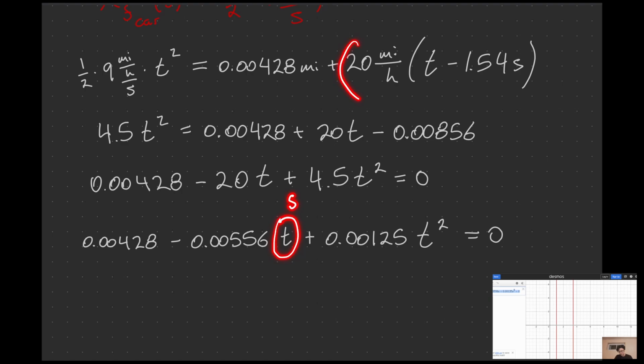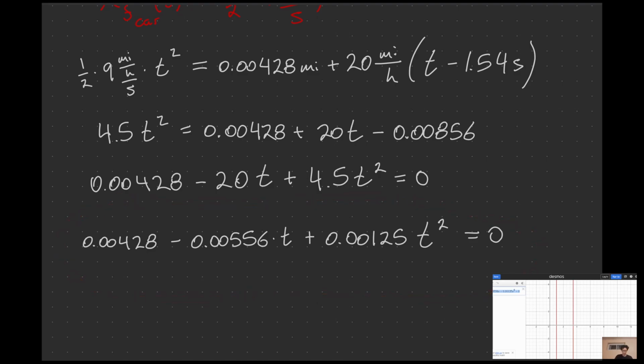So if we multiply 20 miles per hour by a unit in seconds, this doesn't make sense. We're going to get our value in like hours or something like this. So I divided this by 3600. I got this number. Same thing here. This 4.5 is 9 miles per hour per second. But what we have here is it's being multiplied by t squared, and we want t to be in seconds. So I divided this 4.5 by 3600. This cancels out the hours and converts everything to seconds. That is this number here. And this is a quadratic equation.